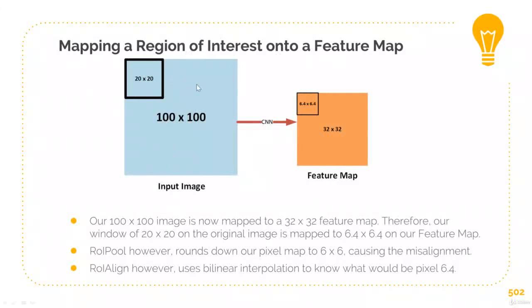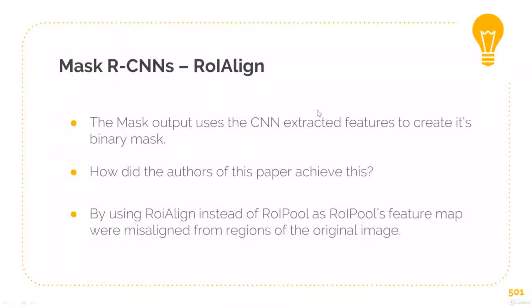So, mapping a region of interest onto a feature map. Imagine this was the original input image here, and we had a feature map that we generated from our CNN that is smaller, because it usually is smaller unless we use zero padding. Now our 100 by 100 image is mapped onto a 32 by 32 feature map. Therefore, a window of 20 by 20, that's this kernel size window here, on the original image is mapped to 6.4 pixels here. This is how a direct linear mapping would be in the feature map. ROI pool, however, rounds down to 6 by 6. That is why, when you use ROI pool instead of ROI align, you had misaligned boxes or regions on the image.